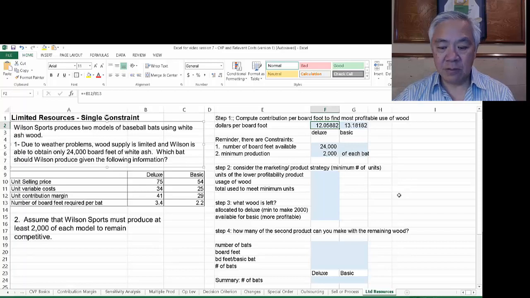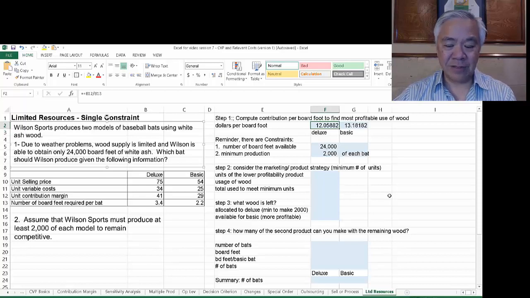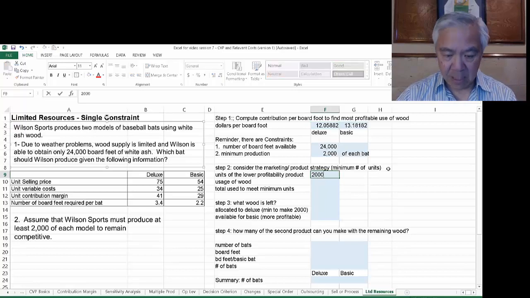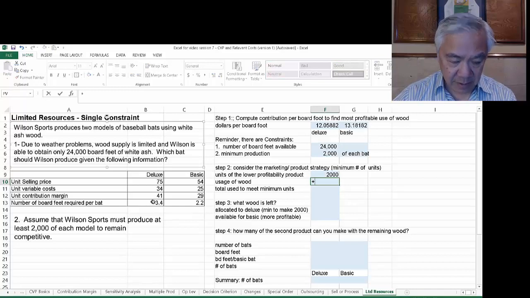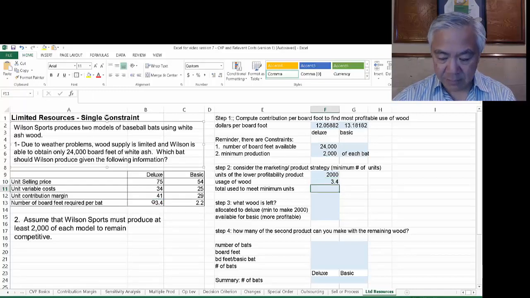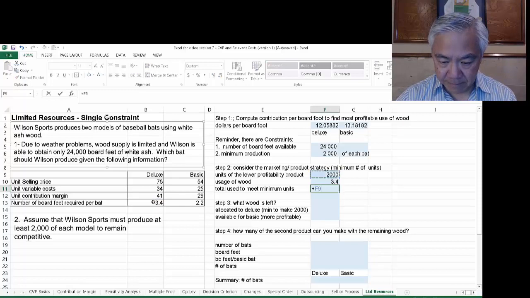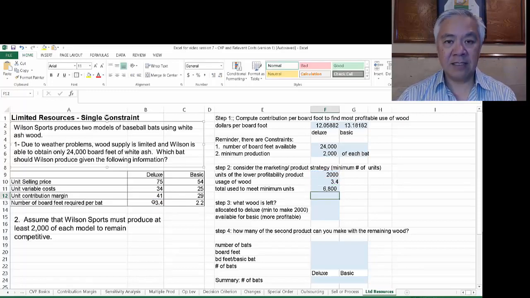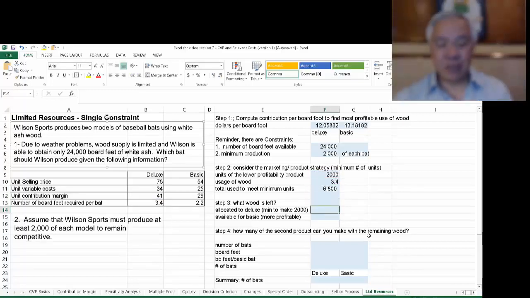So let's use the wood first to meet our minimum required for the least profitable product, because we're going to go as little as we can for the one that we have to make. We'd actually prefer not to, but our constraint is we must make both. What is the units of the lower profitability? 2,000. What is the usage of wood? In this case, the deluxe is the lower profitability, 3.4. So how much wood do we need to use up for that bat? 2,000 times 3.4, 6,800. So how much wood is left?